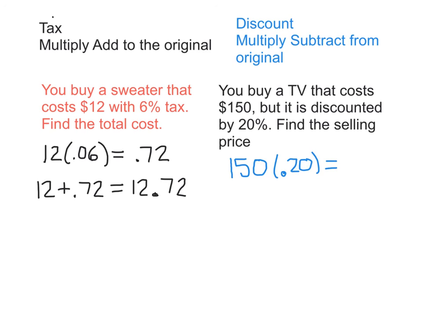If I do that, I'm going to end up with $30. This time it's a discount, so I'm not going to add it because it's on sale and it's going to be costing less. So we're going to subtract. And we're going to end up with $120.